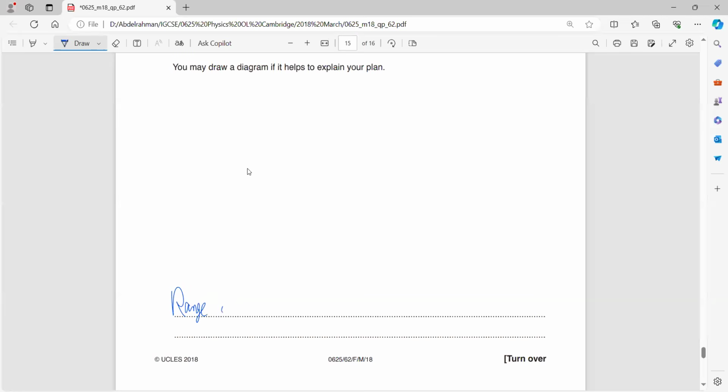What is the independent variable for this question? I will change the mass of the ball. What are some suitable masses that I can use? Preferably in grams. Do not use 10 kilograms, 20 kilograms, 30 kilograms. These are not logical answers. We are conducting an experiment in the lab. You cannot pick up a ball which is 50 kilograms.